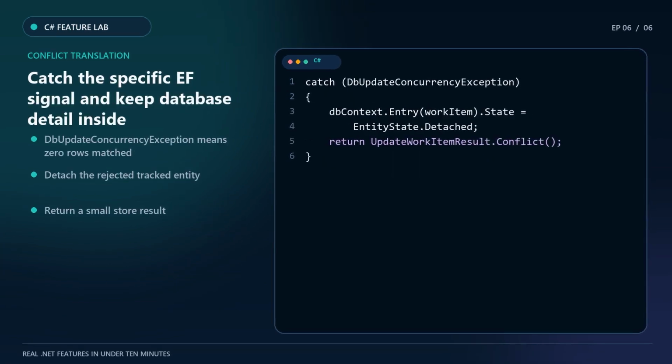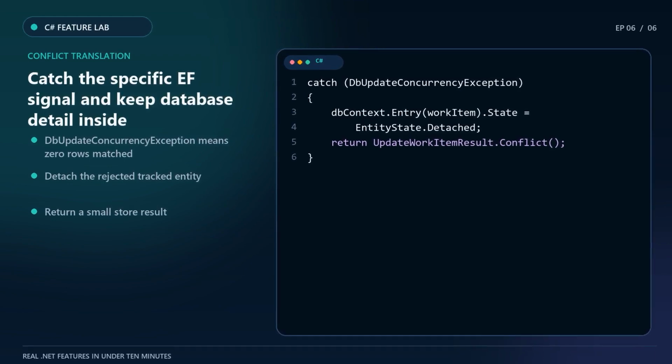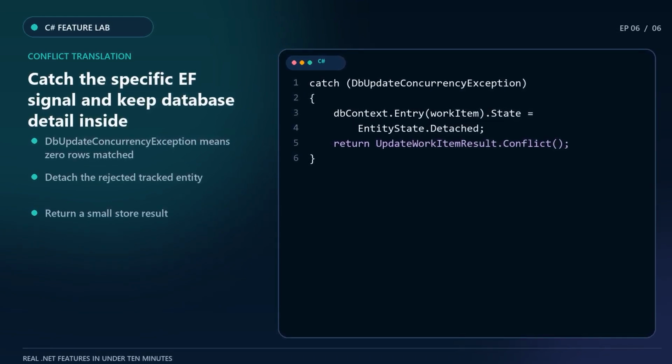When the expected version is stale, SaveChanges affects 0 rows and EF Core throws DbUpdateConcurrencyException. The store catches that specific exception, detaches the rejected entity, and returns a small conflict result. It does not expose generated SQL, database names, exception text, or the tracked stale values. Detaching is a useful habit when a DbContext might continue doing work after a failed save, because the rejected changes should not be written accidentally by a later call.